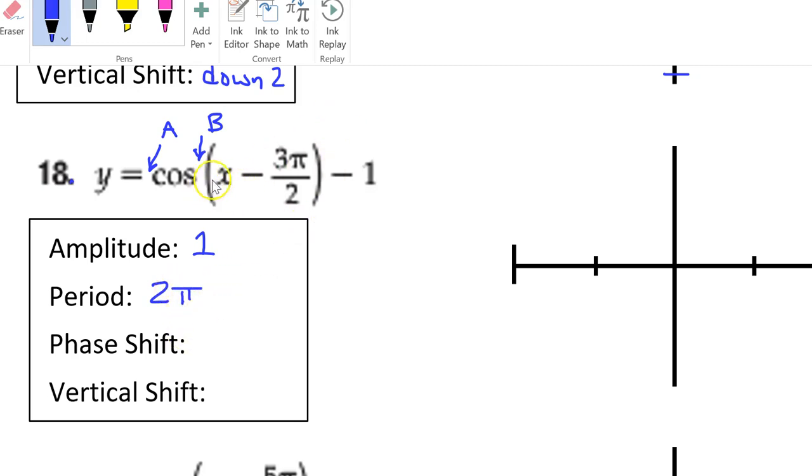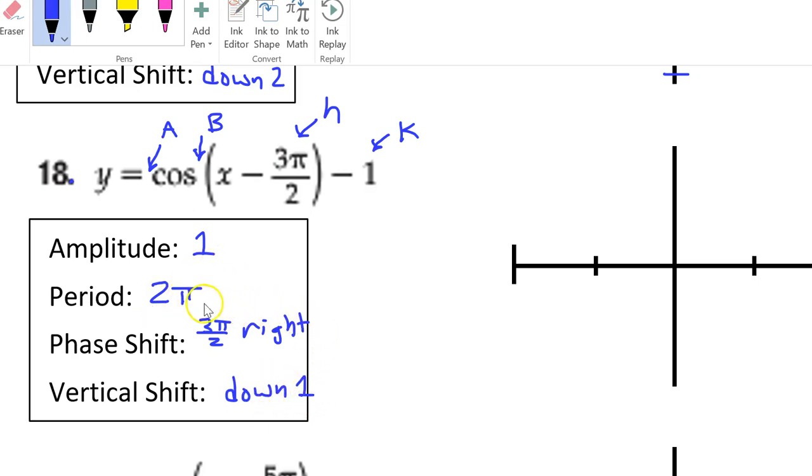The phase shift. Because there's no B value other than the number 1, the phase shift is going to be this H value right here. So the phase shift is 3 pi over 2. And when it's minus, that means it is to the right. If this had been plus, this would say left. And we also have a K value, which means that there's going to be a vertical shift down 1.